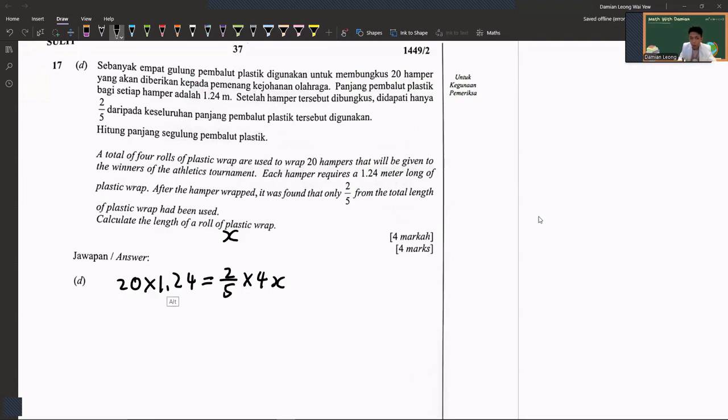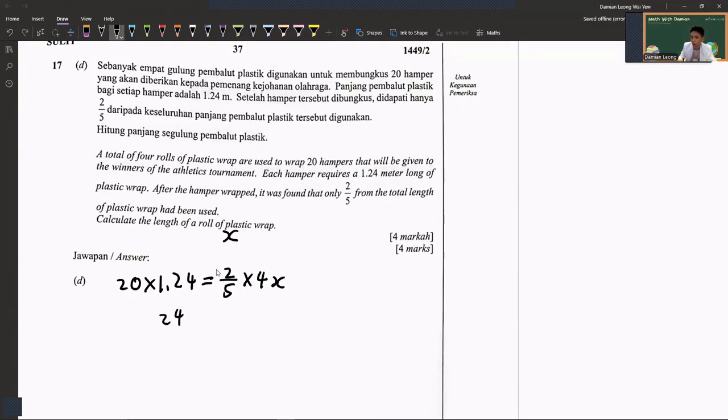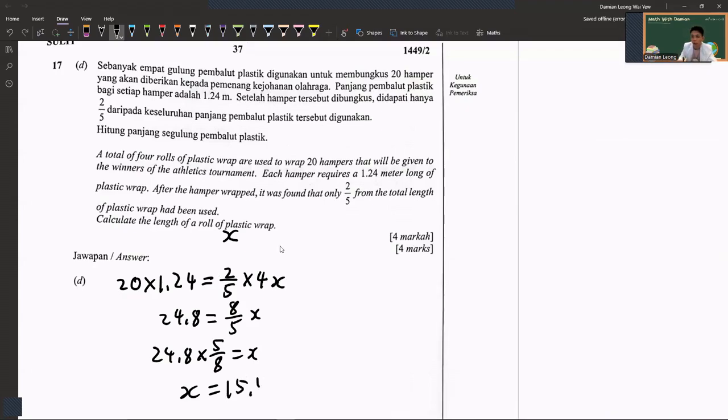So 20 times 1.24, 24.8. This is 8 over 5x. Bring over the 8 over 5 times 5 over 8. 24.8 times 5 over 8, 15.5. This is in meters. Yeah, that's it.